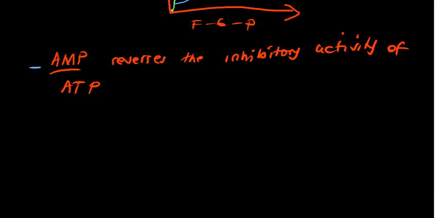So that means when you have a low ATP to AMP ratio. So what does that mean? We have ATP at the top, then AMP down. So when you have a low ratio here, for example, you have half. So when the value is low here, that means the activity of the enzyme increases.